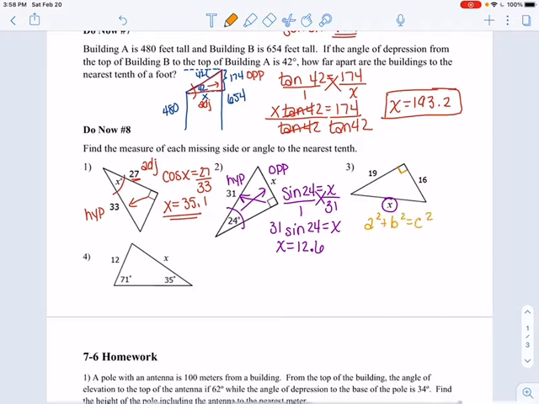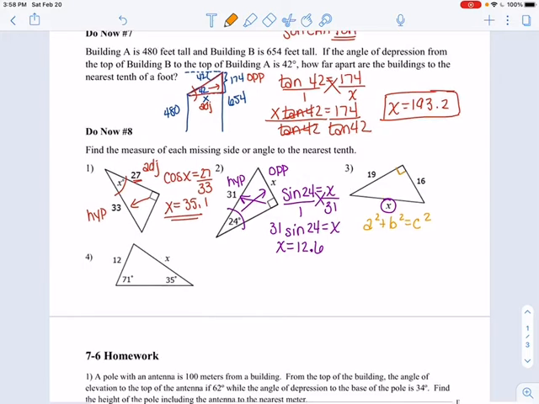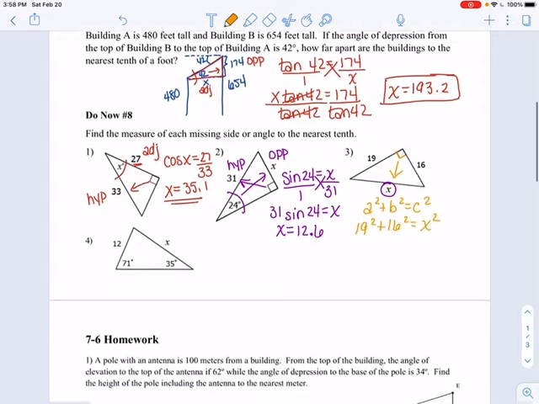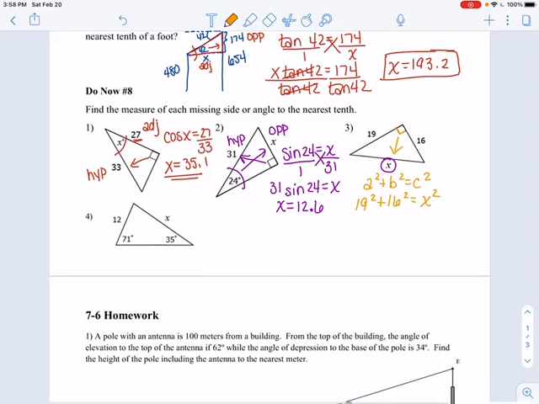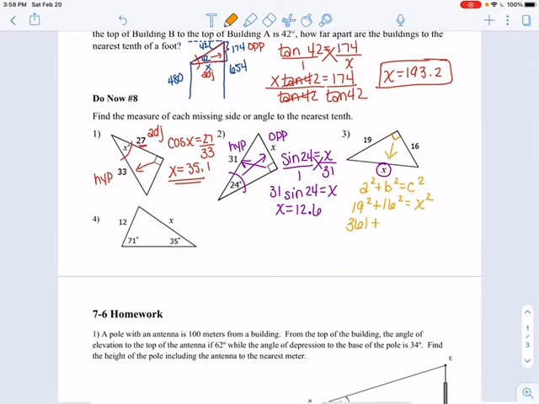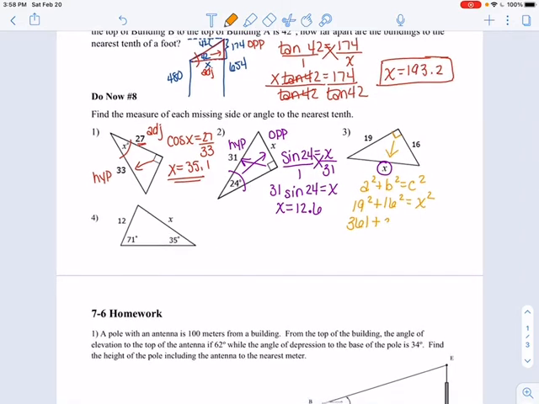The only thing that matters is what's going in for c. Again, c is going to be the side directly opposite your right angle. It's going to be your hypotenuse. Doesn't matter how you plug in the 19 and the 16. So I'm going to say 19 squared plus 16 squared equals x squared. 19 squared is 361. 16 squared is 256. And I'll just bring down my x squared.